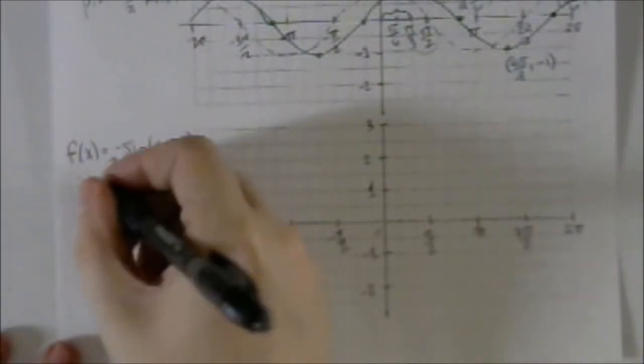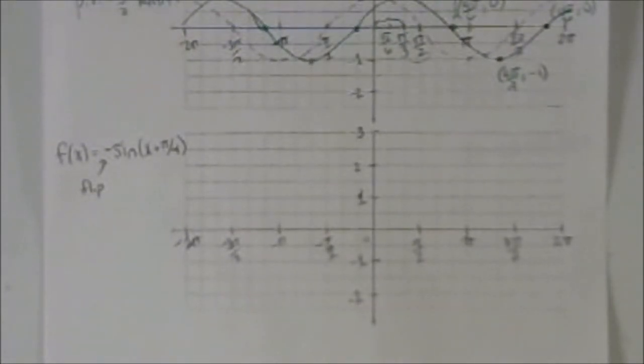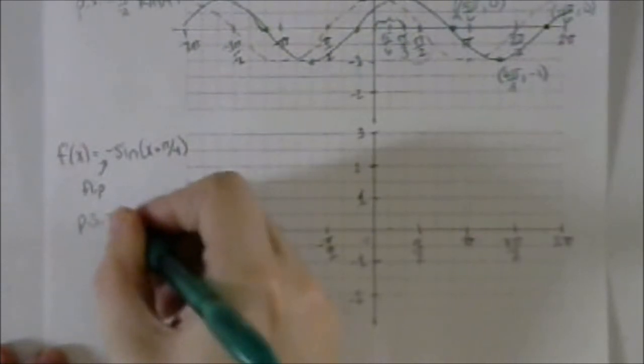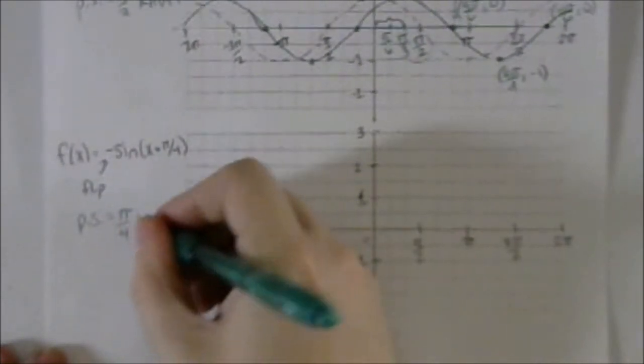Notice I added a little monkey wrench. This graph has been flipped. It still has an amplitude of 1. It still has a period of 2 pi. I'm still using the same skill on my graph. I also notice that it has a phase shift of pi fourths to the left.